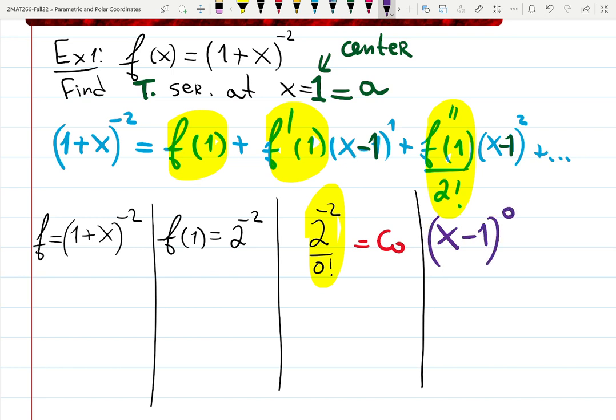Does it make sense? So I have 3 columns usually. The fourth column is just to remind me that it's going to be multiplied by the corresponding x minus a to the power. And that power is the step, so it's going to be 0. That's step 0. Step 1 is now the derivative. Minus 2, 1 plus x to the minus 3.